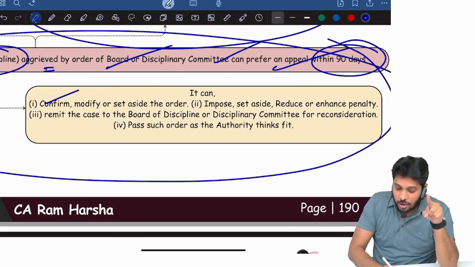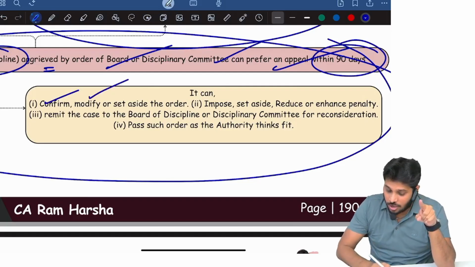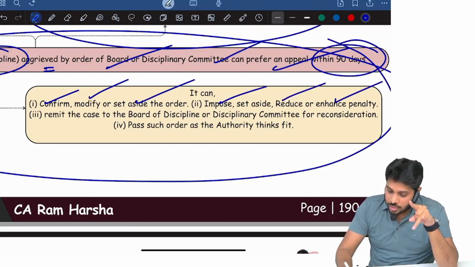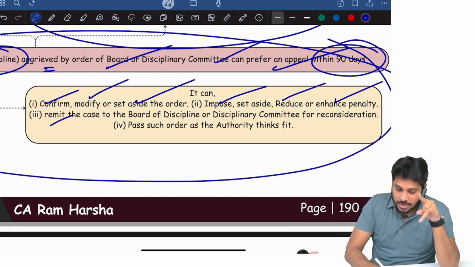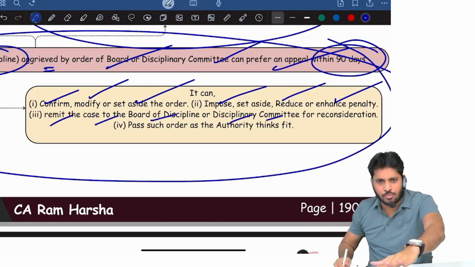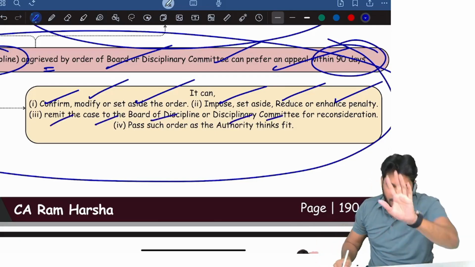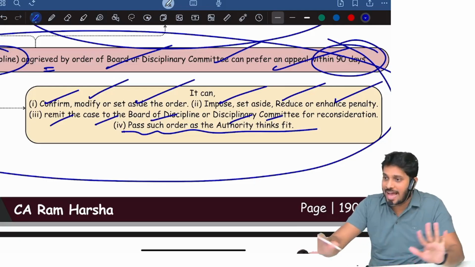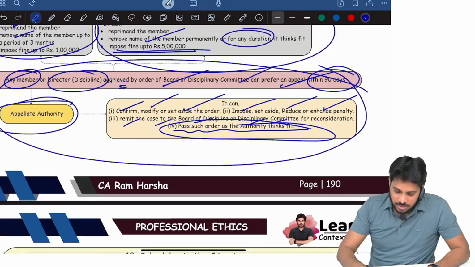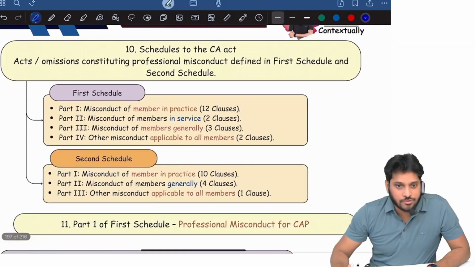They can confirm the order, or they can modify the order, or they can set aside the order, or they impose or reduce or enhance penalty, or they remit the case to the Board of Discipline once again to review. Or they can refer back to the Board of Discipline, or pass such other order as it thinks fit. They could have given this sentence alone, right? Sufficient, no? Why did they give all this? Next, clear, all of you?